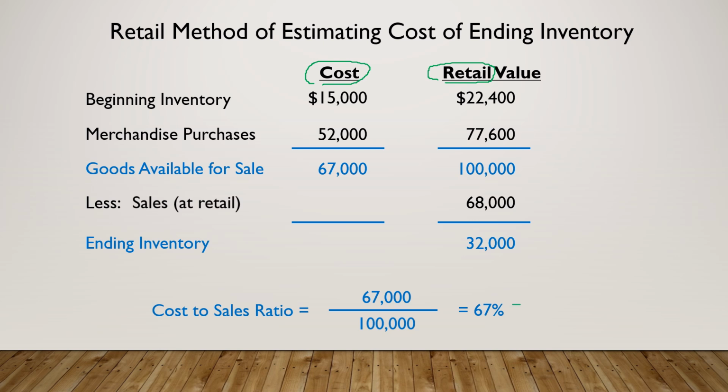In other words, for every $1 of sales, we have 67 cents of cost. Multiply that ratio by the retail value of ending inventory, and the cost of ending inventory is $21,440.